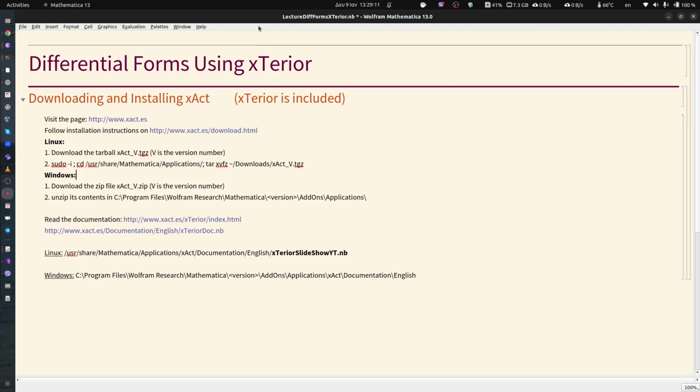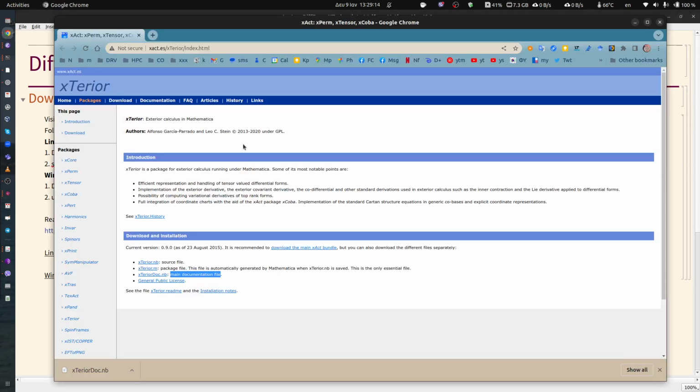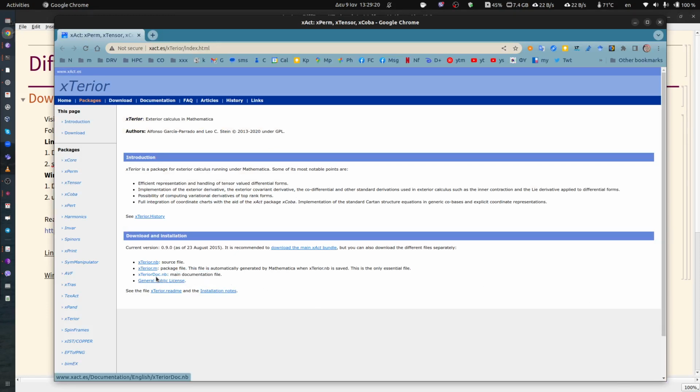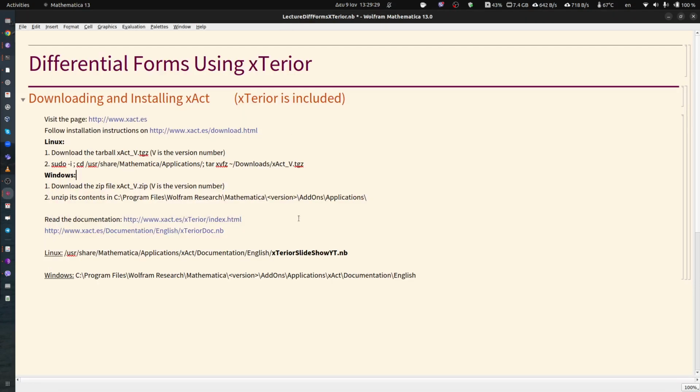xTerior has its own web page, as it can be seen here. From there you can download its main documentation file. It is a notebook which you can open with Mathematica, but after you complete the installation, this file together with another nice to look at file here will be available in your local system, and you can open it locally without using the internet. So you have to figure out where they are.